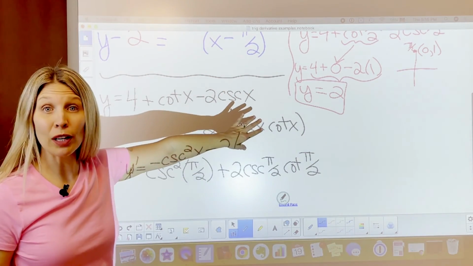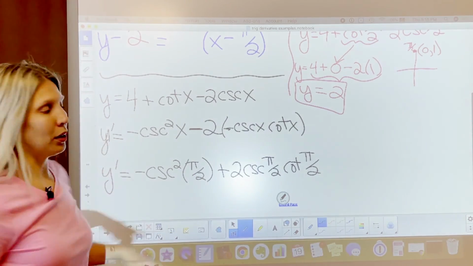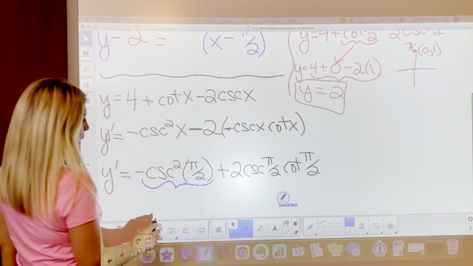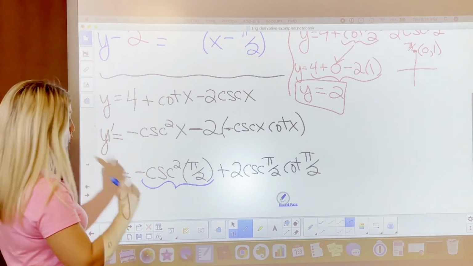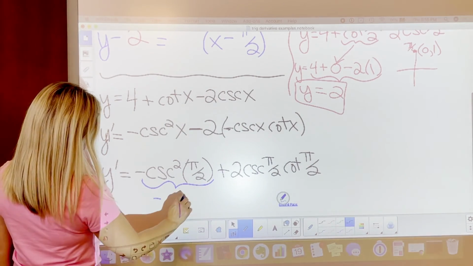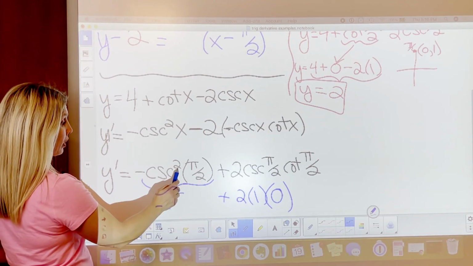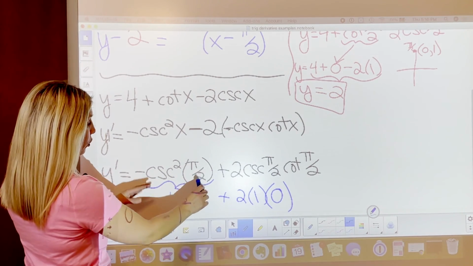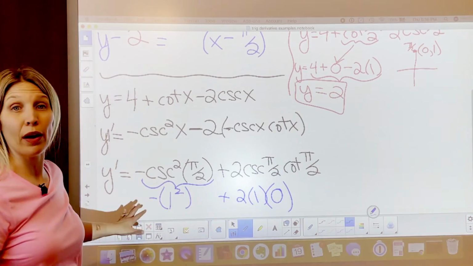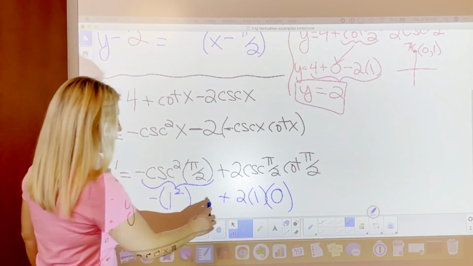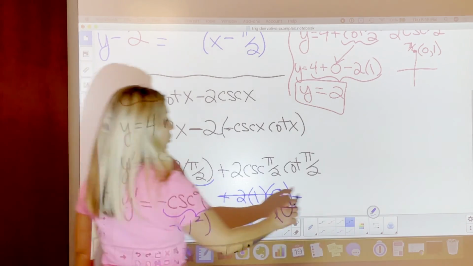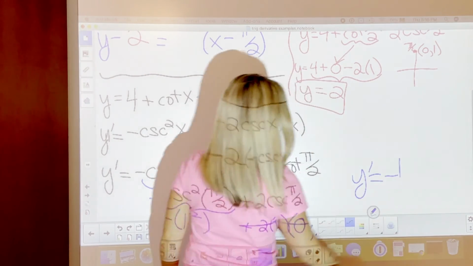Now, from solving our y values, hopefully you remember what these values were. Cosecant at pi over 2 was 1. Negative 1, and that will be squared. Plus 2 times 1 times, and cotangent of pi over 2 was 0. In this piece over here, it was cosecant squared. It was cosecant of pi over 2 squared. So this part is like this, and this is why that negative is still going to stay there. And this part's going to drop out because of your 0. So your slope, your derivative, is negative 1.